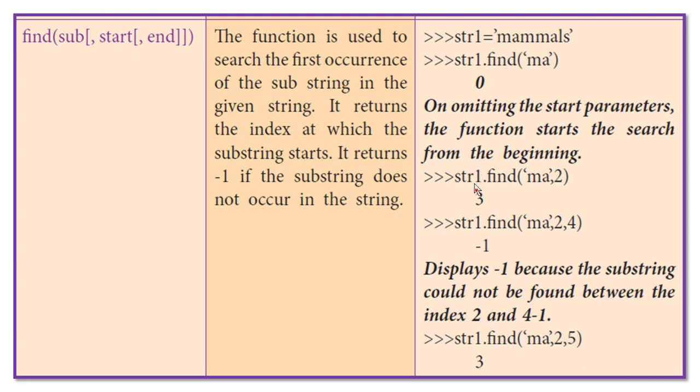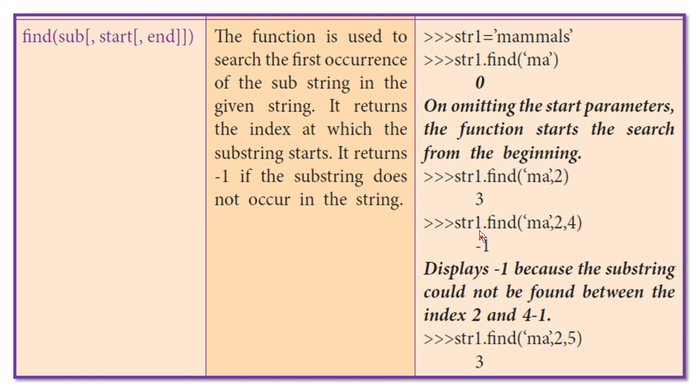See this example, str1 dot find ma comma 2. Here starting value is given, that is 2. So the search starts from index 2, that is 0, 1, 2, this m, second index. So the ma is starting at the position 3.